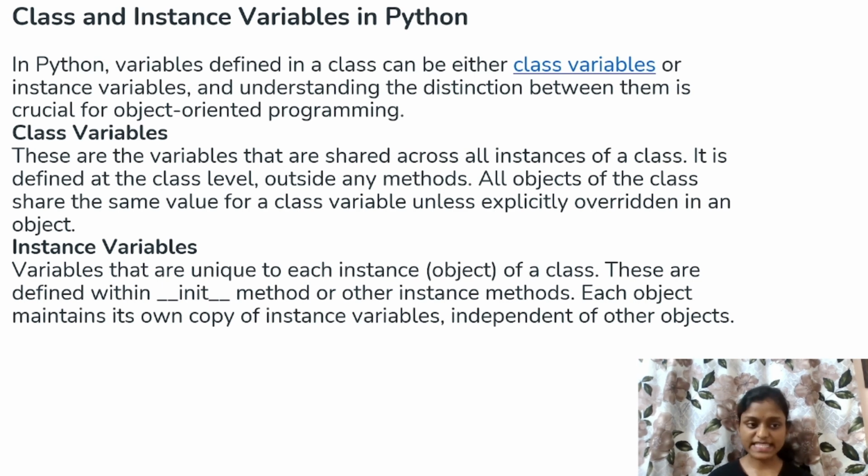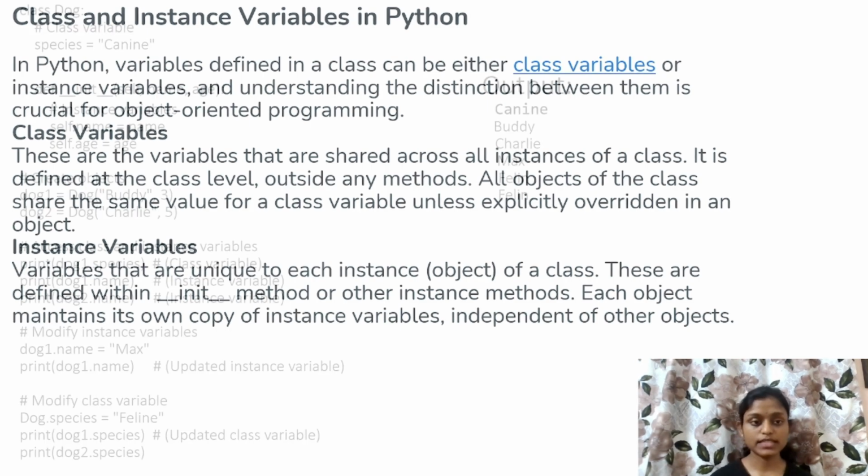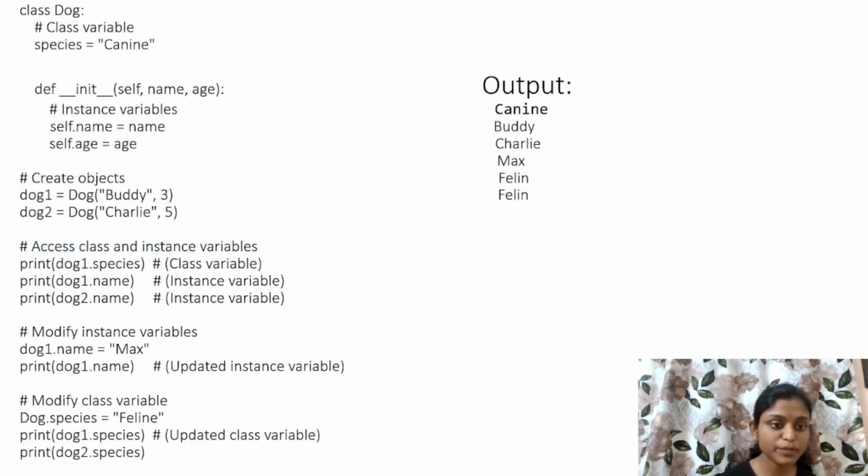When it comes to instance variables, they are unique to each instance of a class. These are defined within the init method or other instance methods. Each object maintains its own copy of instance variables, independent of the other objects' variables. Let me show an example here. I also created a class named Dog, and species is equal to canine.